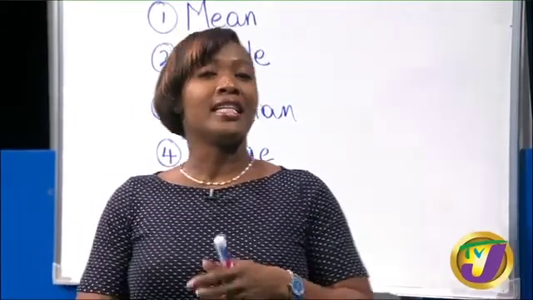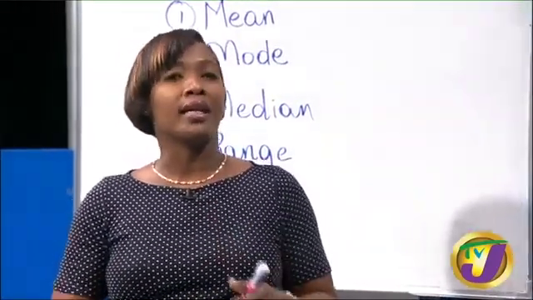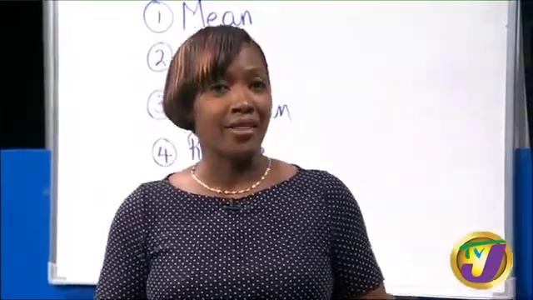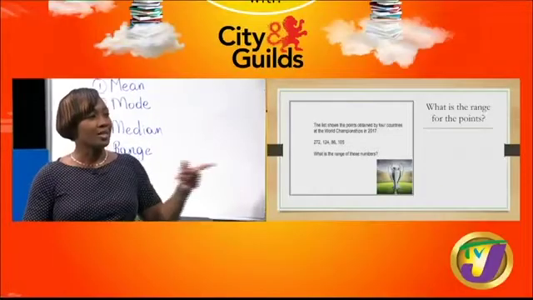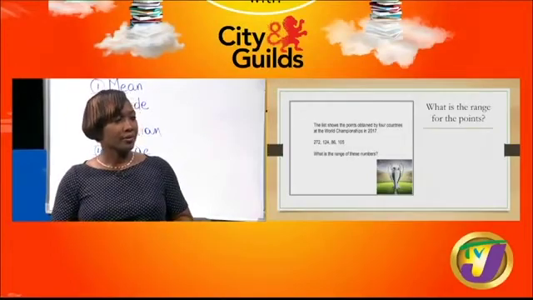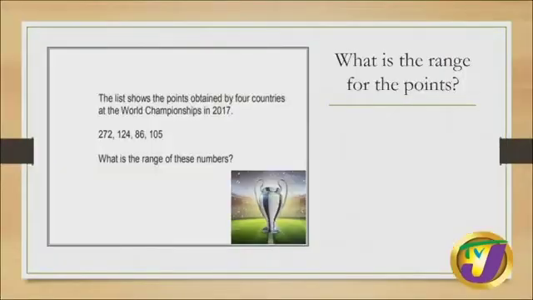You remember, it is the difference between the highest value and the lowest value. So what is the lowest value? 86, correct. And the highest value? 272. You see how easy this is?